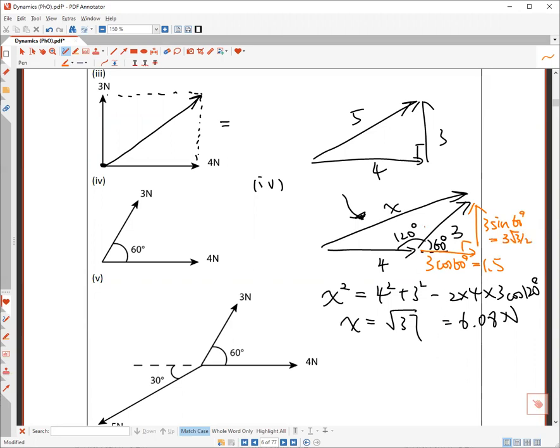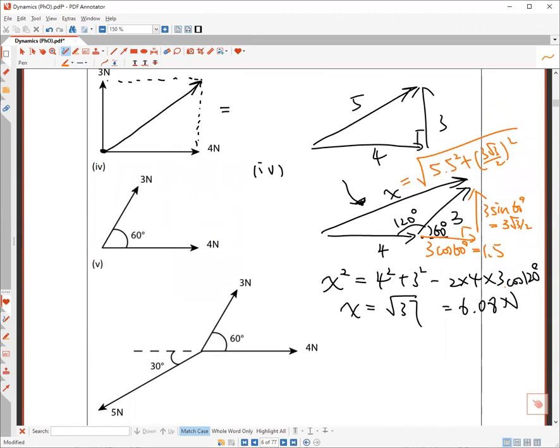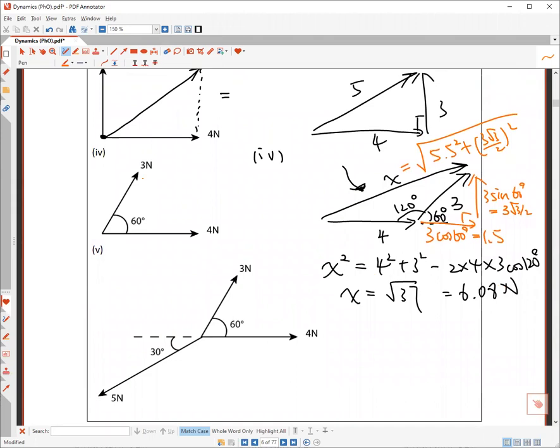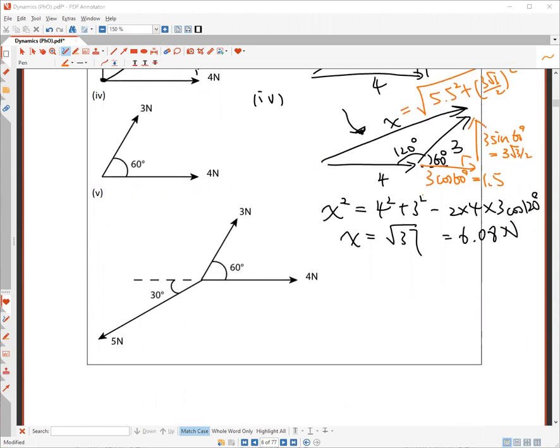Okay. And then you just use the Pythagoras theorem. The horizontal is 1.5, the vertical is 3 root 3 over 2, and then square. And then you can always get the same answer. Okay. So similarly, for this case, for exercise 4, either way can do, okay? Either way can solve the question easily.